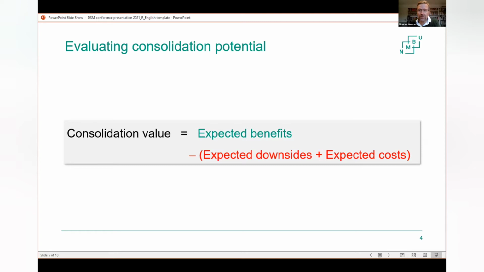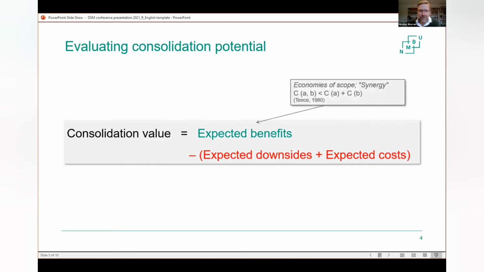And there's also the implementation cost related to this change. I mean, it's not free to create a new unit, and people may need training. The IT systems may need to be adjusted. You may need to have a shared services agreement, and so on and so forth.